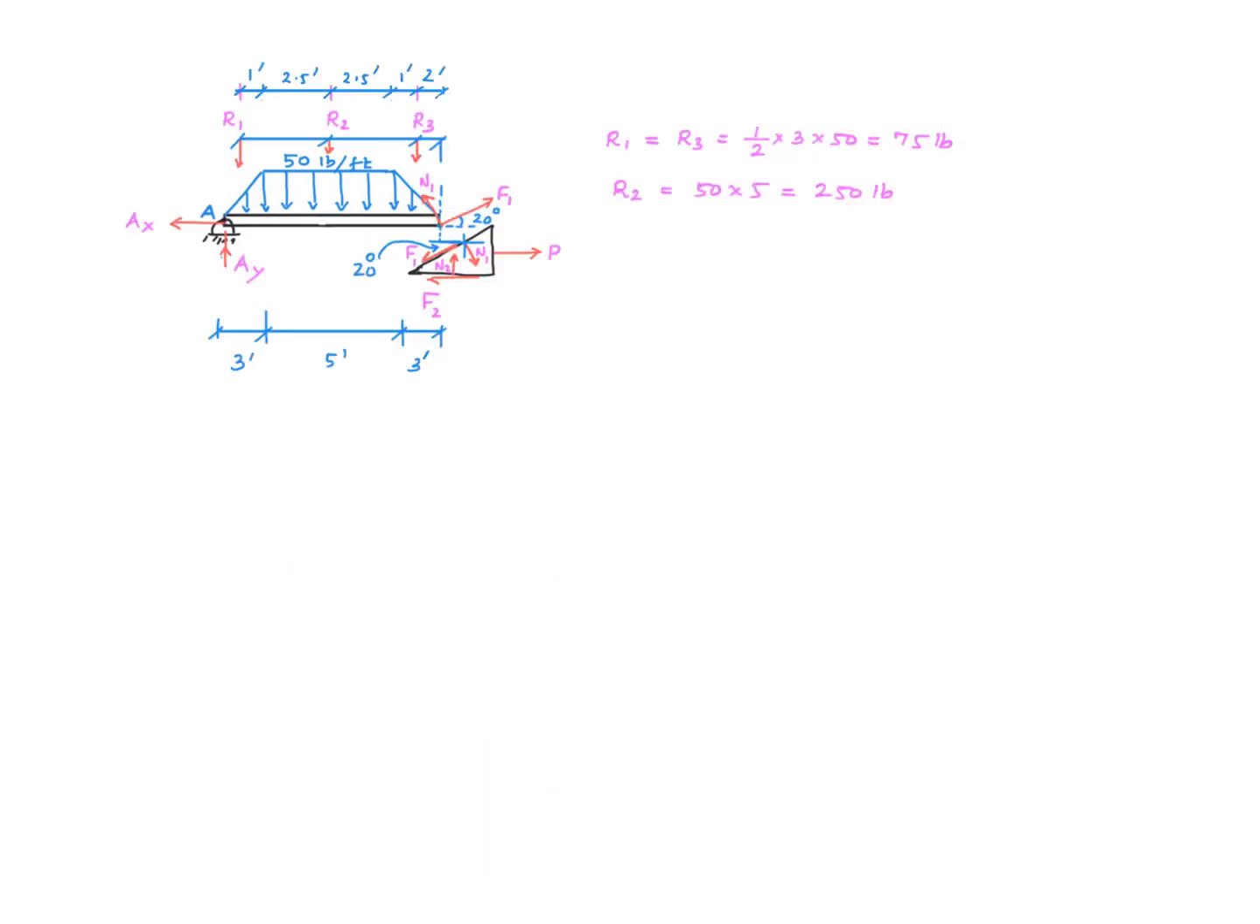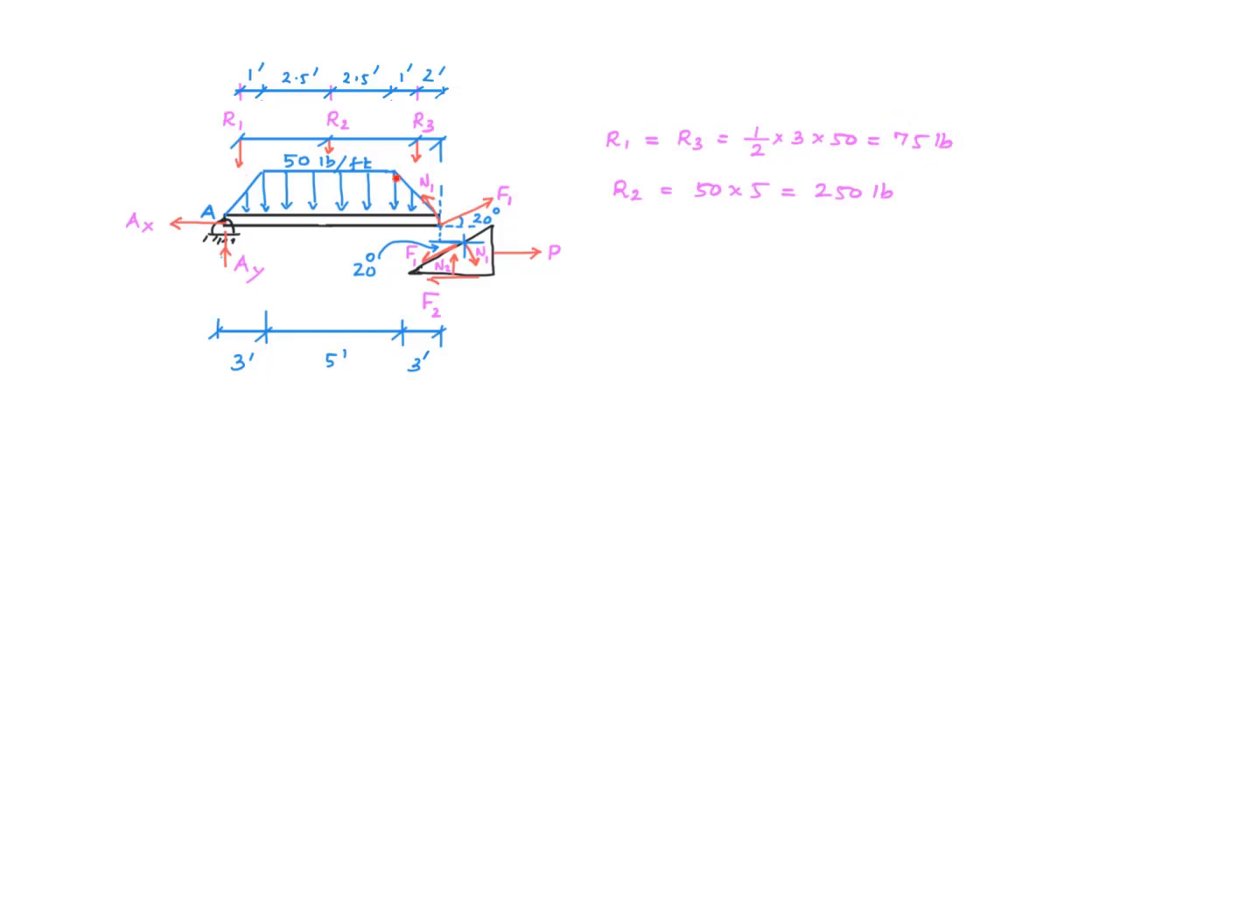Let's also go ahead and replace the distributed load with equivalent point loads. So the logical thing to do here is to take the distributed load and subdivide this into two triangles and a rectangle. Here is one triangle, here is the rectangle, and here is the other triangle. The magnitude of the point load associated with this triangle is the area under the distributed load, which is half times 3 times 50, 75 pounds.